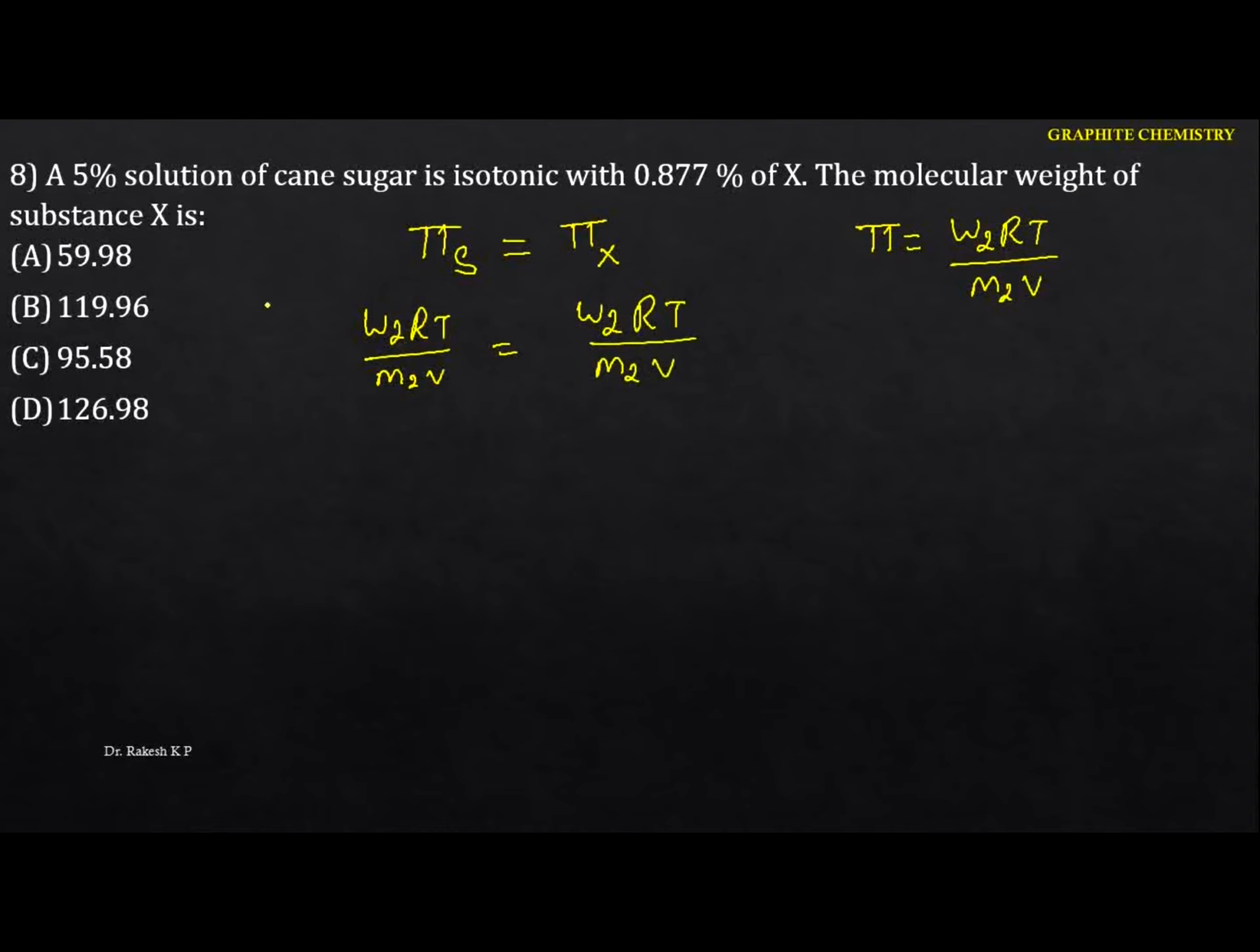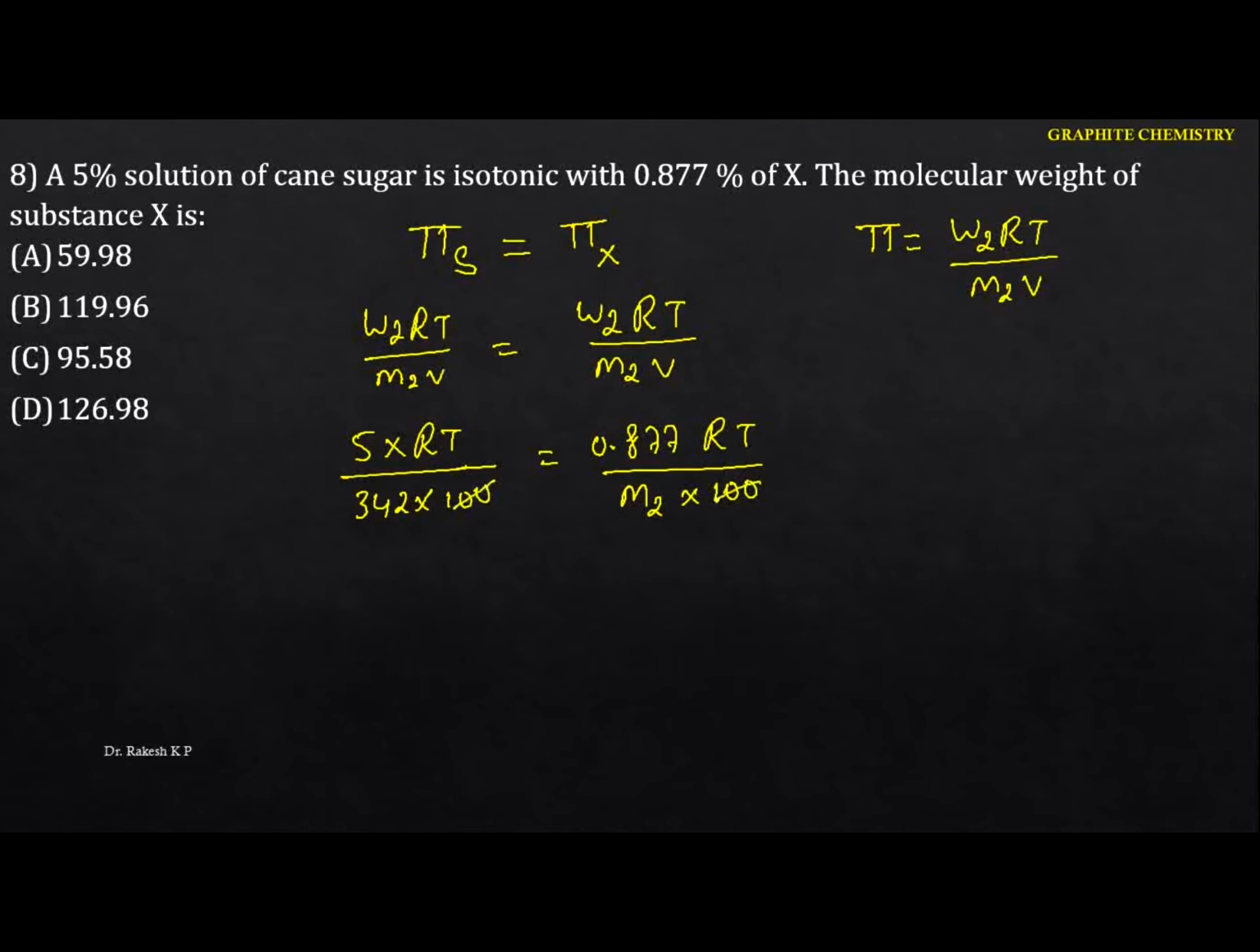So what is the mass of the cane sugar? 5% means 5 gram present in 100 gram of the solution here. I'm going to keep this value as it is. The cane sugar's molar mass is 342. The volume of the solution will be 100. Suppose here I took in terms of ml, and here also I'm going to take the same thing. Now the mass of X they're given is 0.877. I'm going to keep the value RT as it is. I don't know the molar mass of X. The volume is this one. Actually we are supposed to take it in terms of liters, but I'm going to take it in terms of the volume.